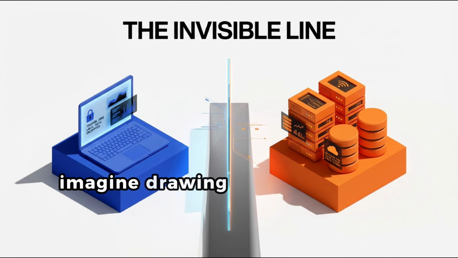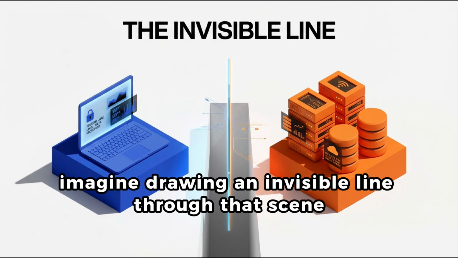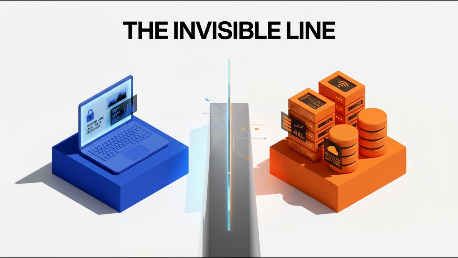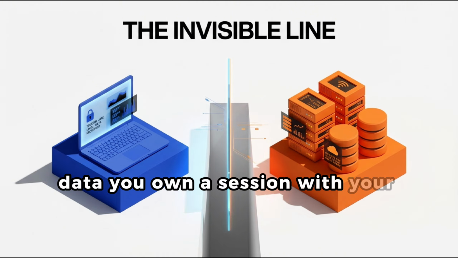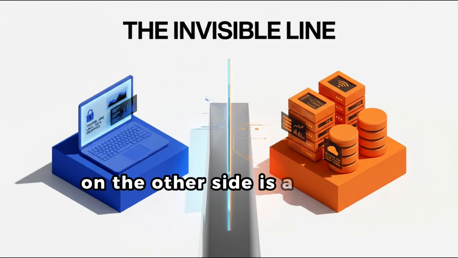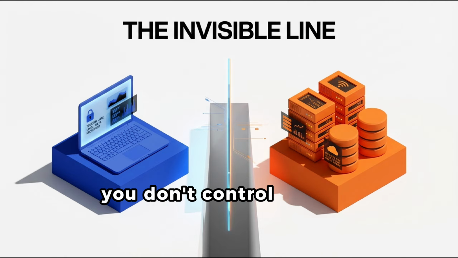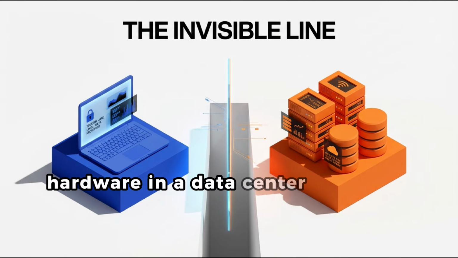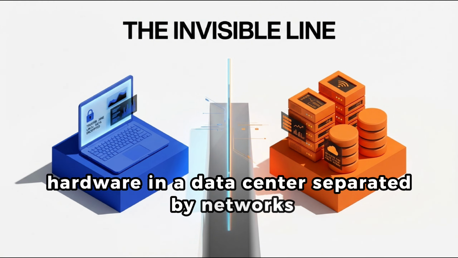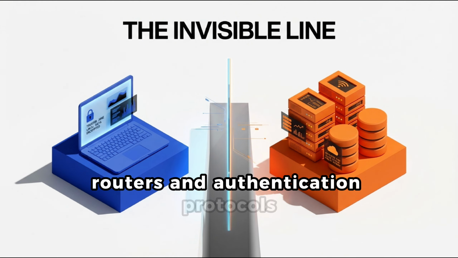Now imagine drawing an invisible line through that scene. On one side of the line is your browser running on your laptop, code you wrote, data you own, a session with your identity. On the other side is a remote database you don't control directly, hardware in a data center, separated by networks, routers, and authentication protocols.